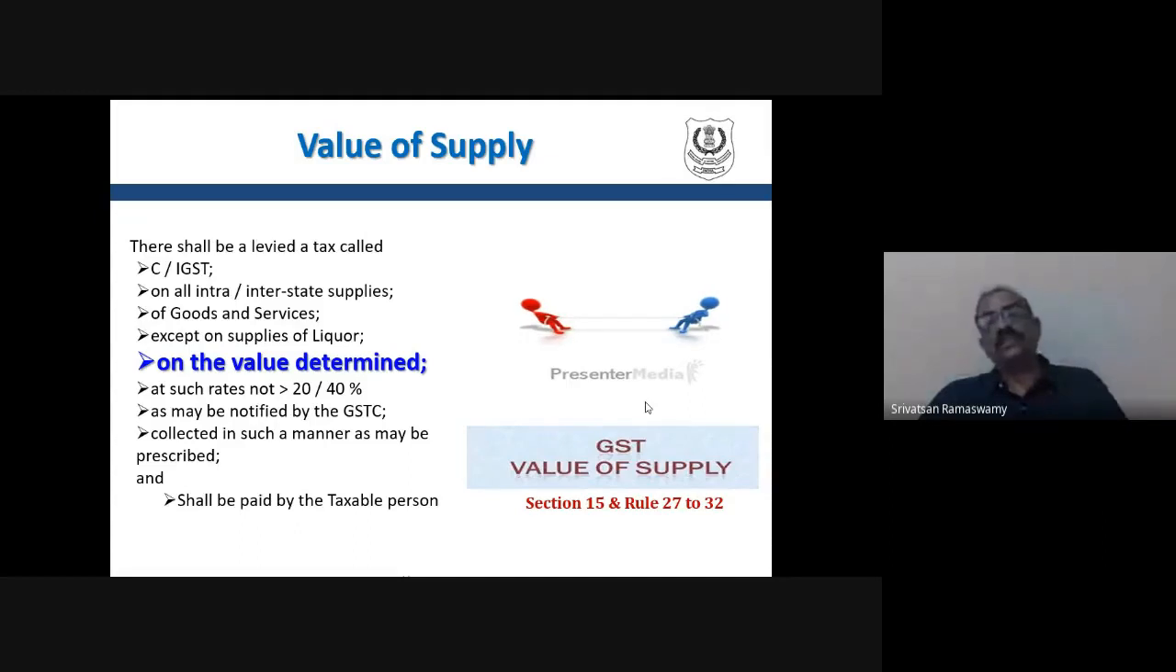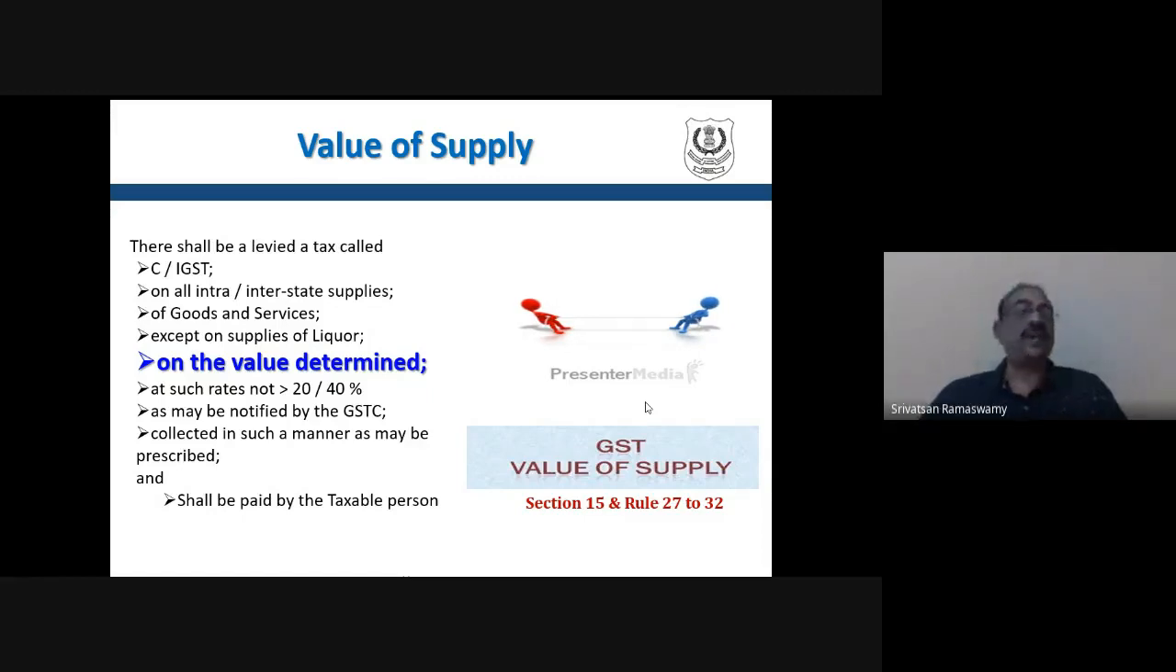And because the charging section says that it shall be on the value determined, we have no other option but to impose tax only on an ad valorem basis. And that's precisely why value assumes the greatest importance when you are going to assess the liability of taxes. What are the two very important criteria which will decide the quantum of tax to be paid? See, you know that whatever is being effected is a supply, and whatever supply is there has become a taxable supply, which means that you are liable to pay taxes.